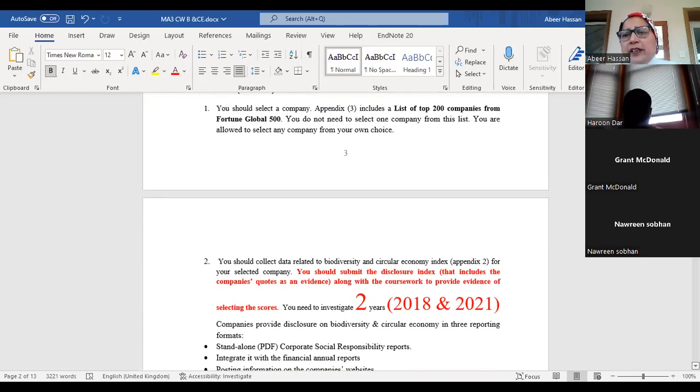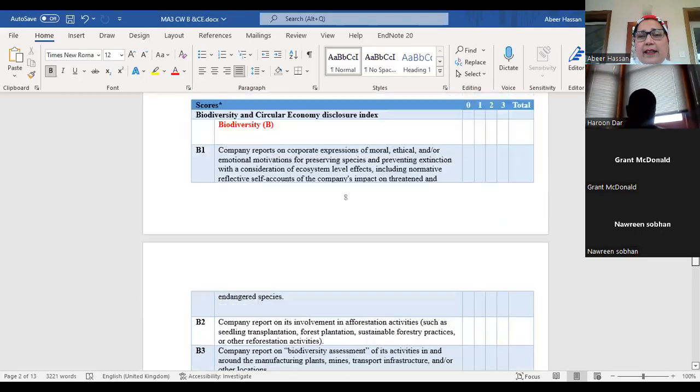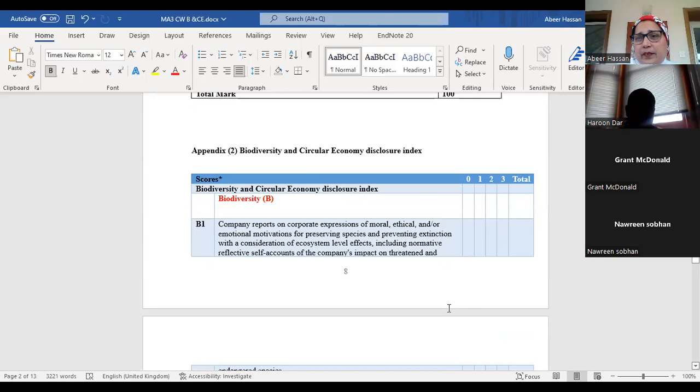What are you going to collect from the company? You go to the company, you pick, for example, Ford, Mercedes, whatever. You went through the company, looked at it, and then what are you going to do? What you are going to do is fill in this index. Okay, it's called the index.